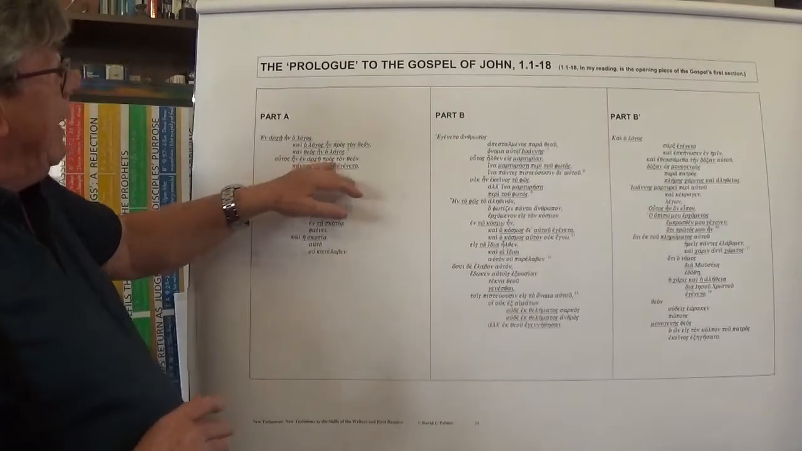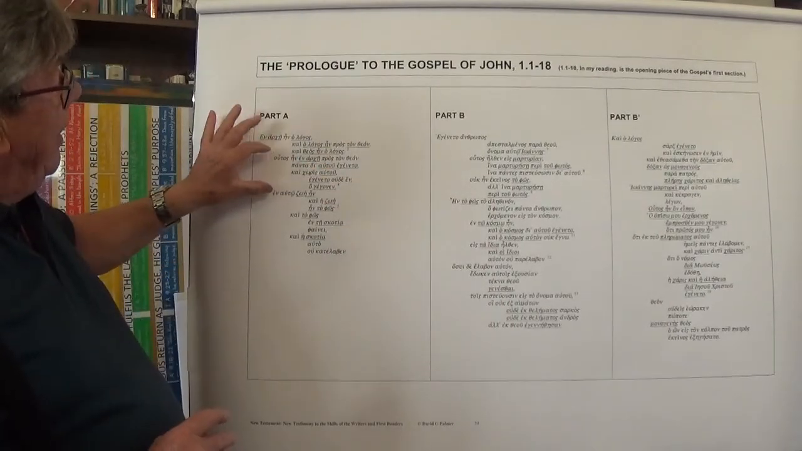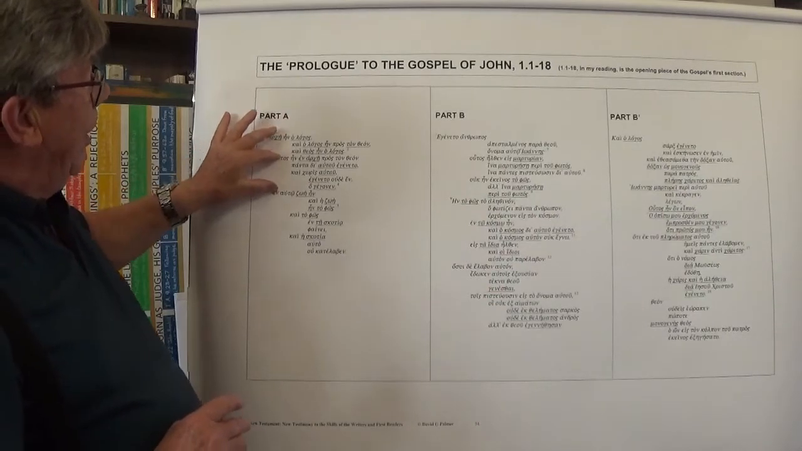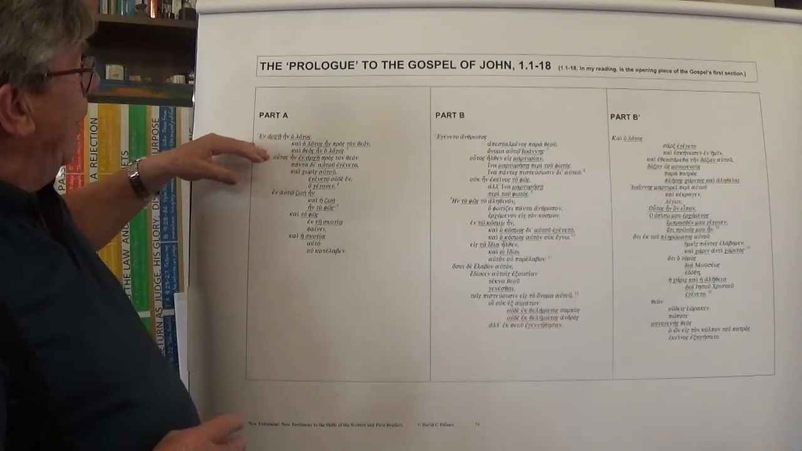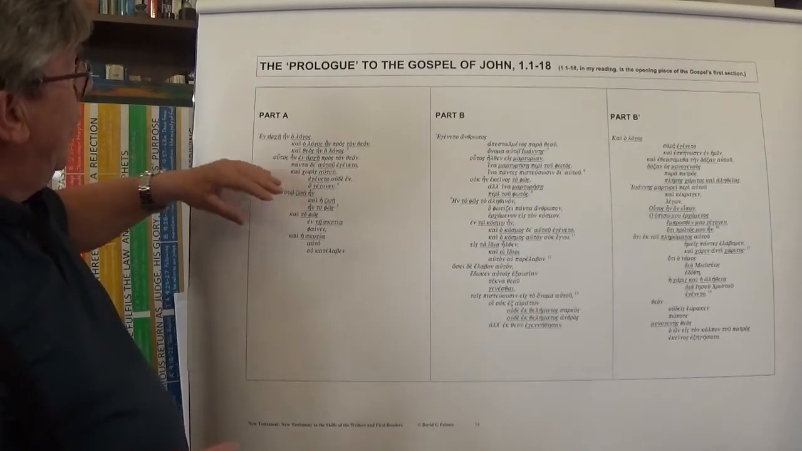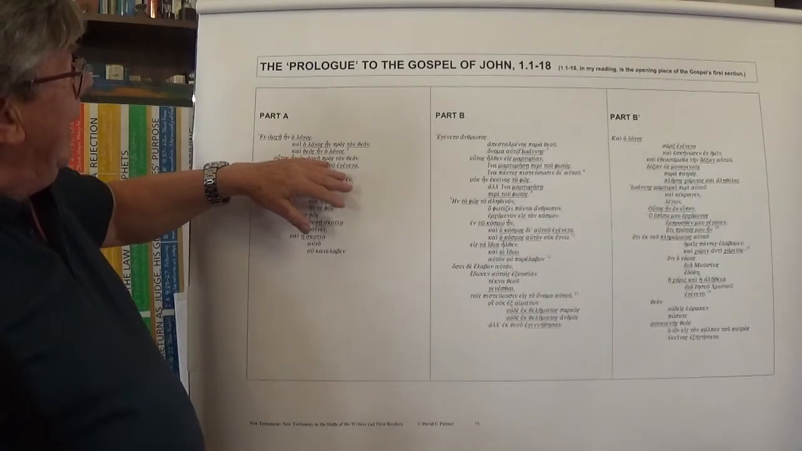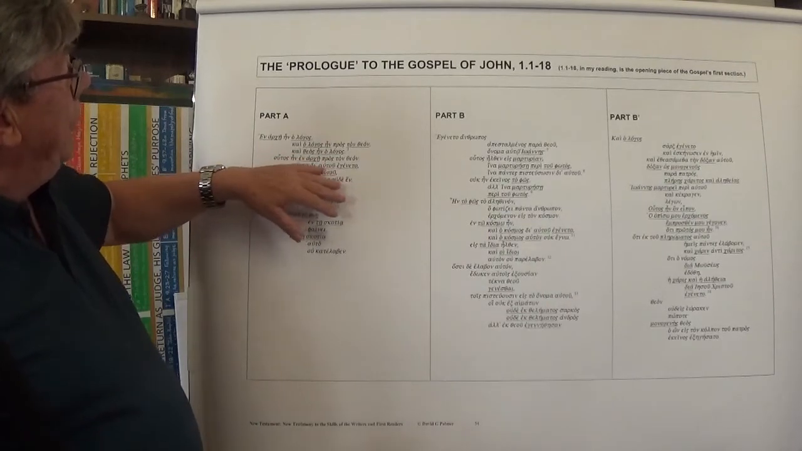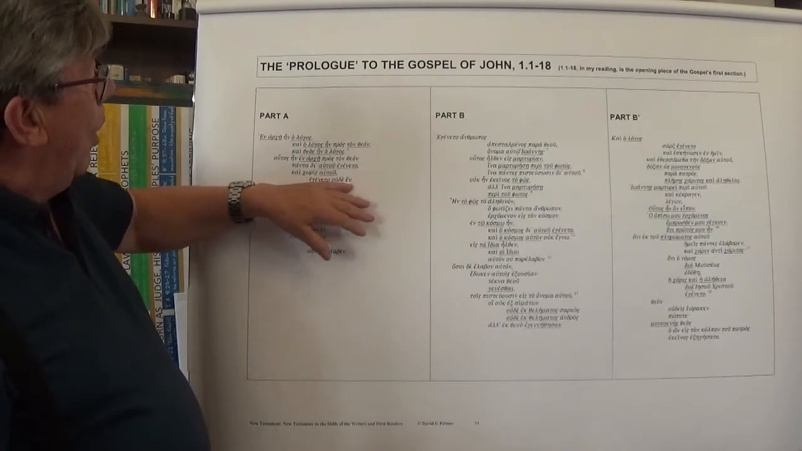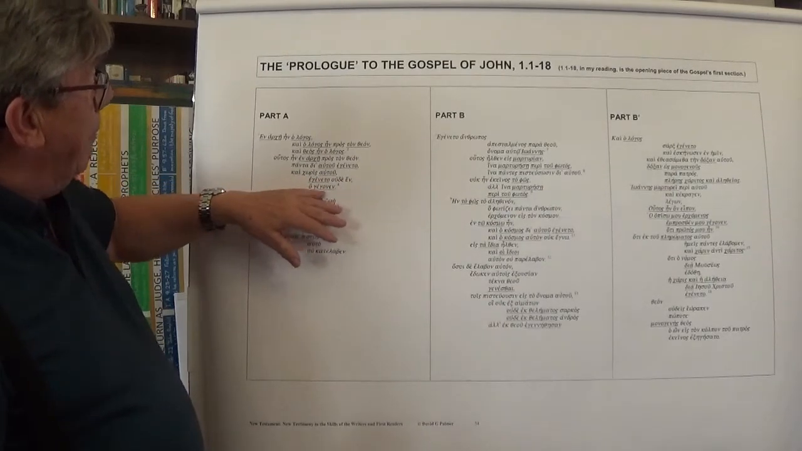So this was in the beginning with God. Is the second part to the whole, the first development. So en arche en ho logos, in the beginning was the Word. This was in the beginning with God. All things through him became, and without him became not one thing that became.